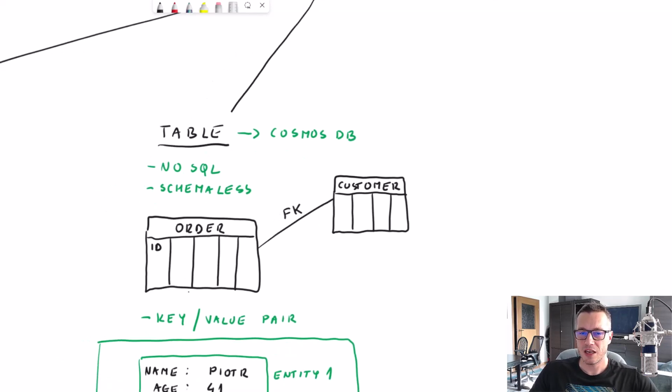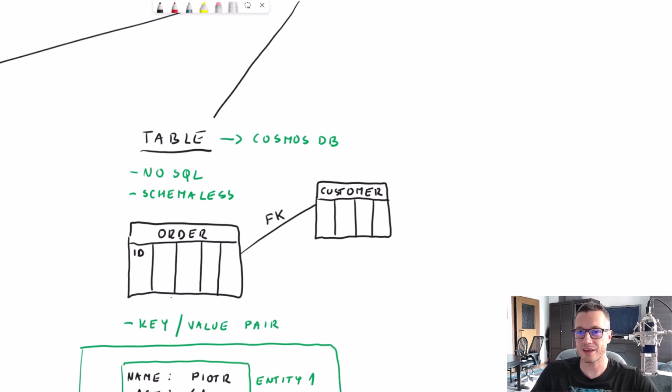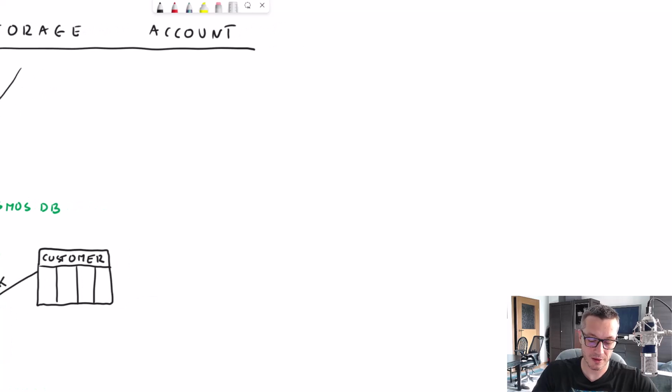Alright, so we know that table storage is actually used to store our entities, those key value pairs. So it can't be used as a data lake. So we've got to move on and check yet another part of our storage account.